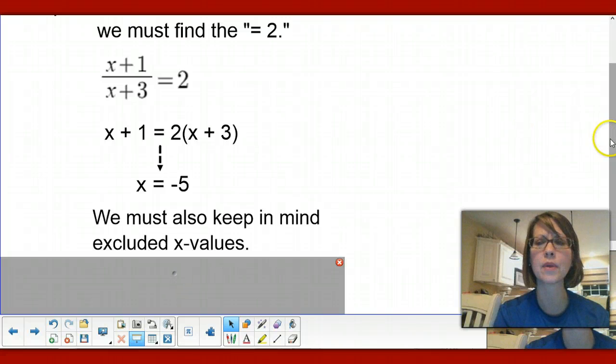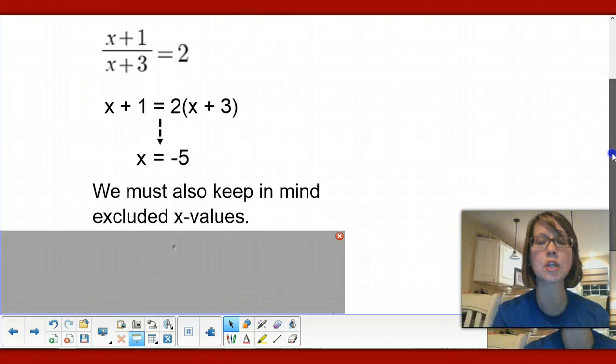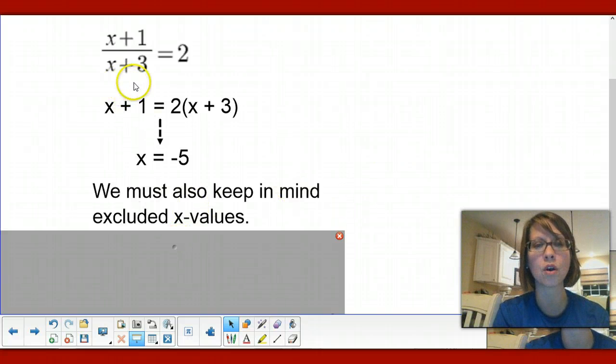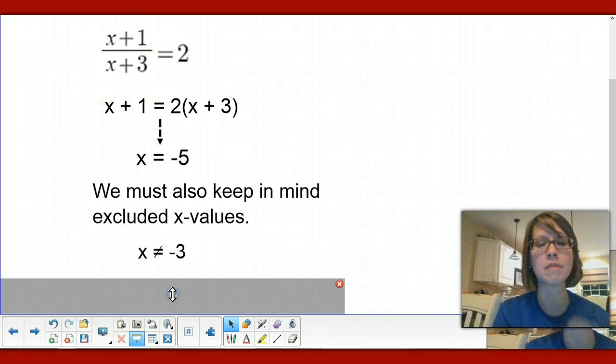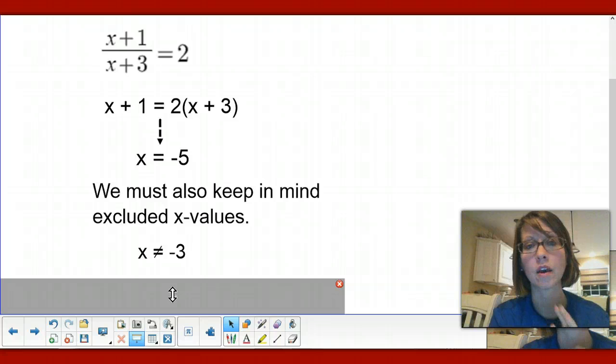Okay? Now we also have to keep in mind any excluded values. That's going to be a trick with the rational inequalities that we did not have with the polynomial. So the excluded values, remember we need to know what can x not be, and x cannot be -3. So that's going to come into play when we do the test points next.